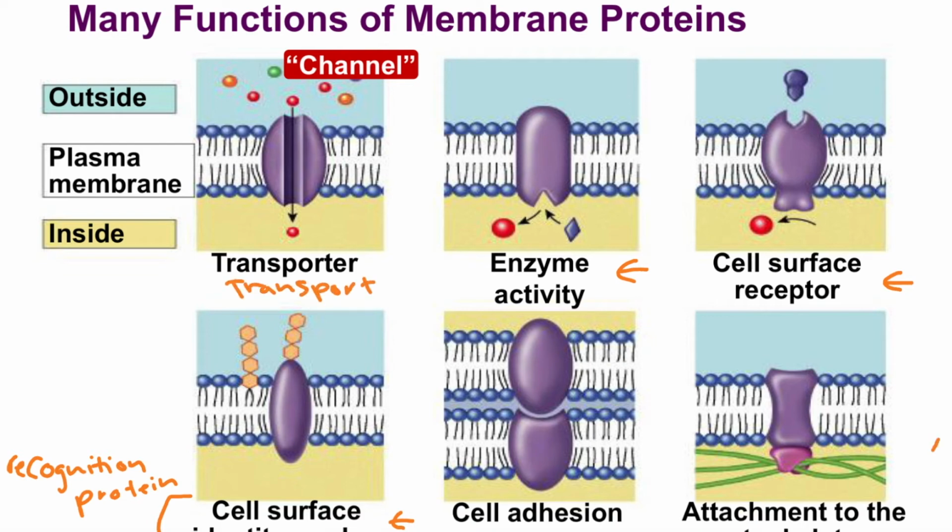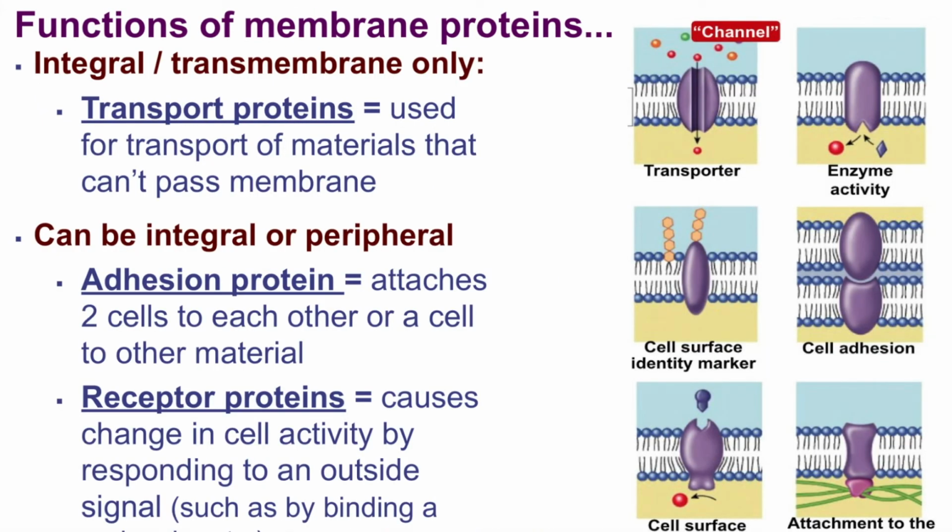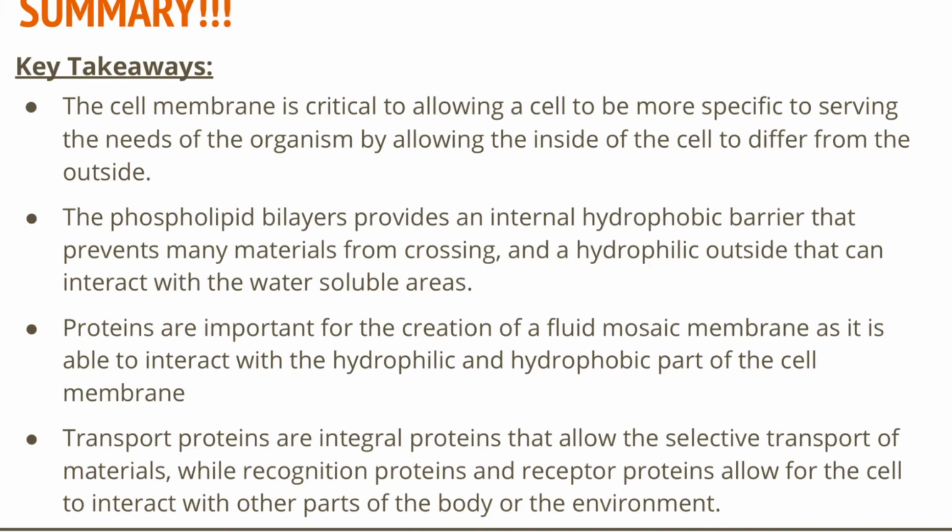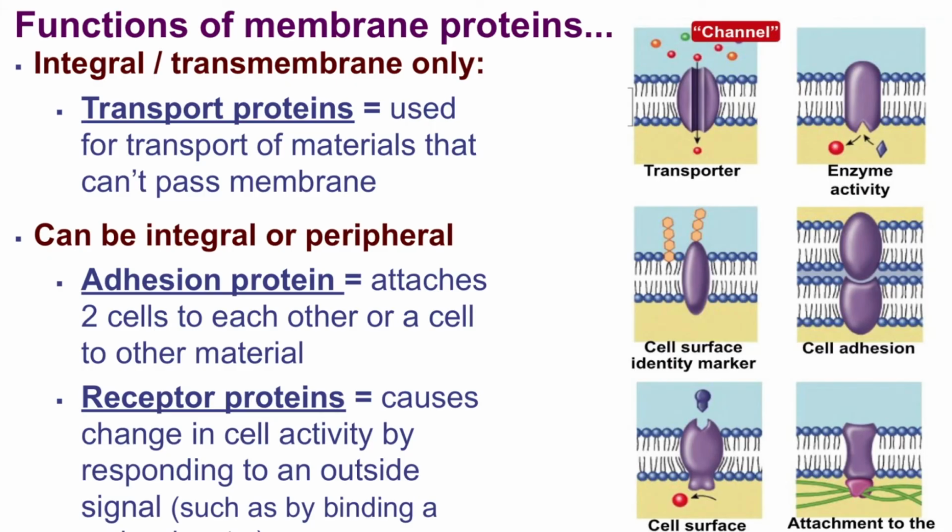And they can also be involved in attachment to other materials or attachment to other cells. And we're going to go over each of these functions. So, pretty much, transport proteins have to go all the way through. The whole point of a transport protein is to deliver something from one side of the cell to the other side of the cell. You can't get from one side of the cell to the other side of the cell, sorry about that, without a protein that punches all the way through.